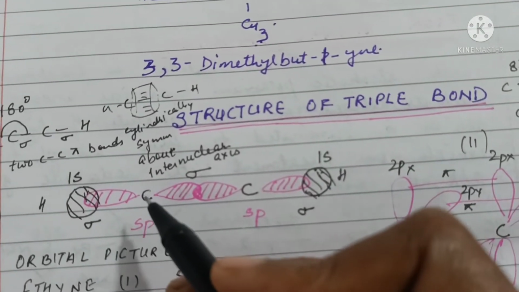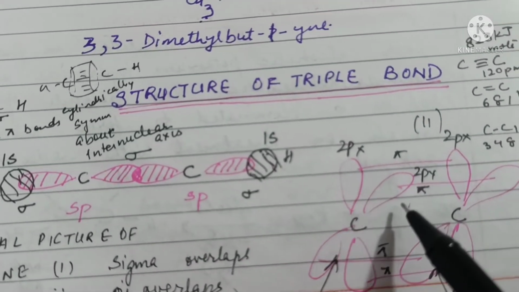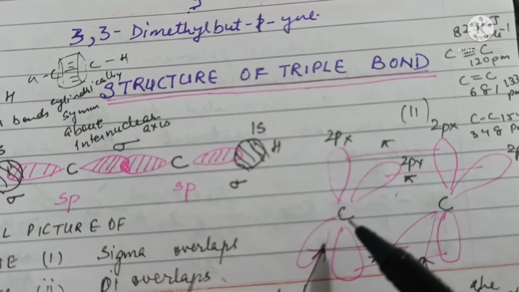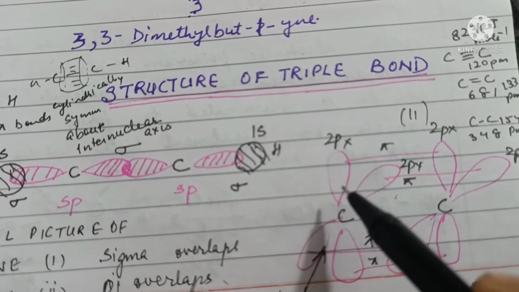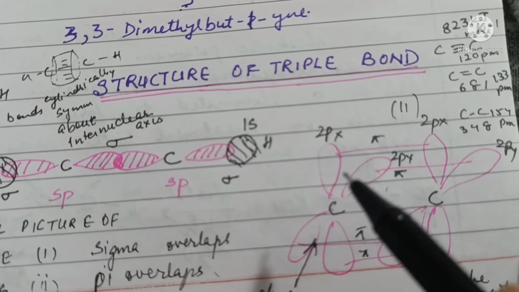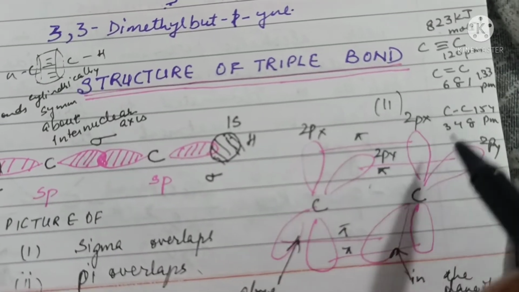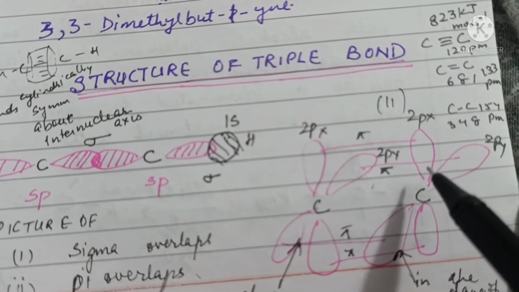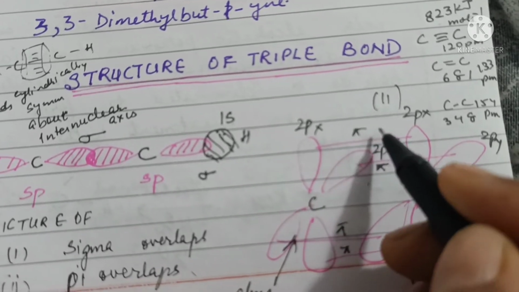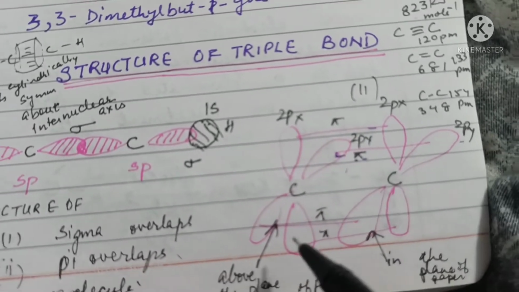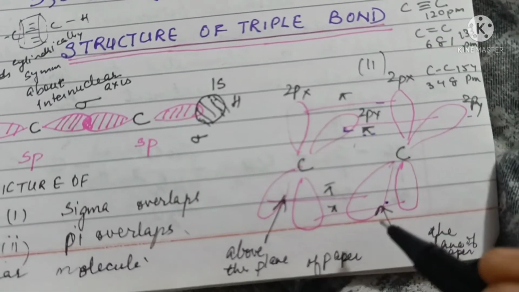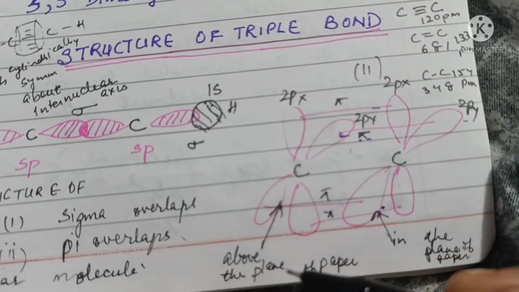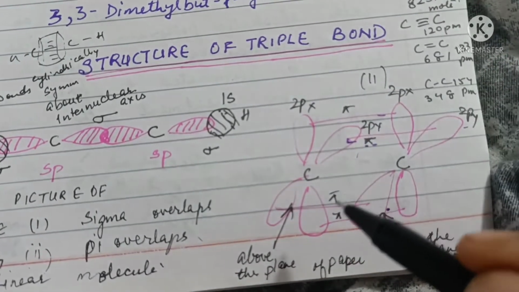The same carbon atom has 2 p orbitals which are unhybridized. This is the 2px orbital, this is the 2py orbital. The 2px unhybridized orbital of one carbon atom will sidewise overlap with the 2px unhybridized orbital of the other carbon atom to form a pi bond. Similarly, 2py will combine with 2py. The structure is such that 2py is in the plane of the paper and 2px is above the plane of the paper.